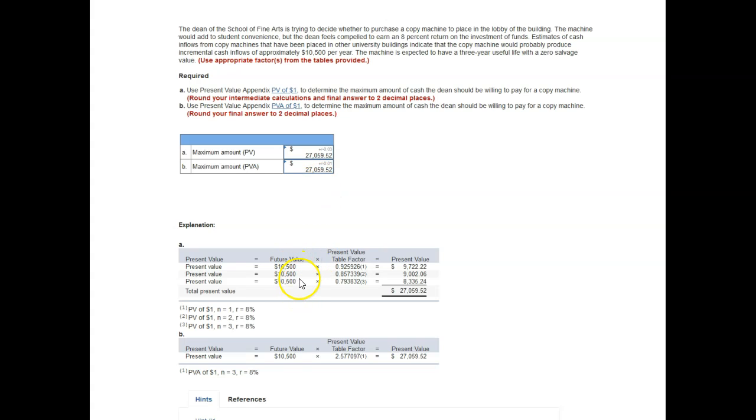This is the long way to do it. So if you have equal cash flows, I would not advise this method. So don't use the present value of $1 table. I mean, you could, but it's going to take longer. If you have equal cash flows, you can make one calculation. If you go to the correct table, make sure you go to the present value of the annuity table.